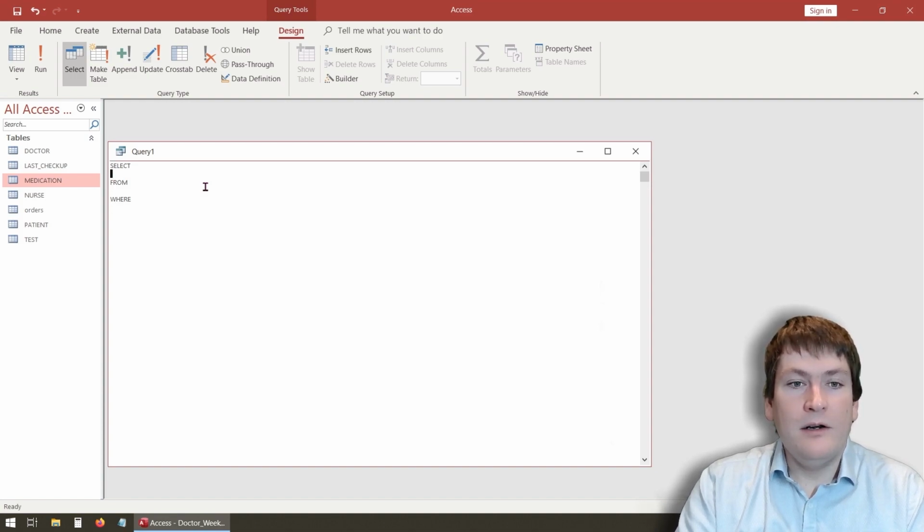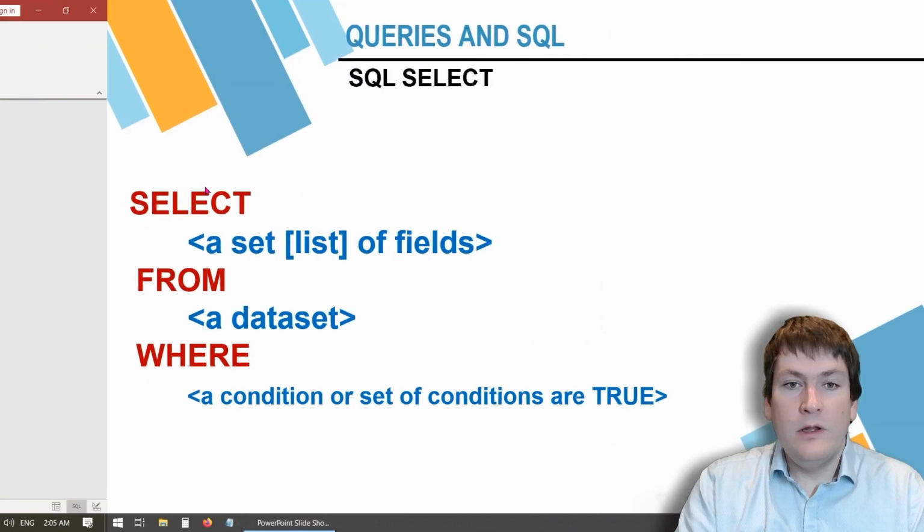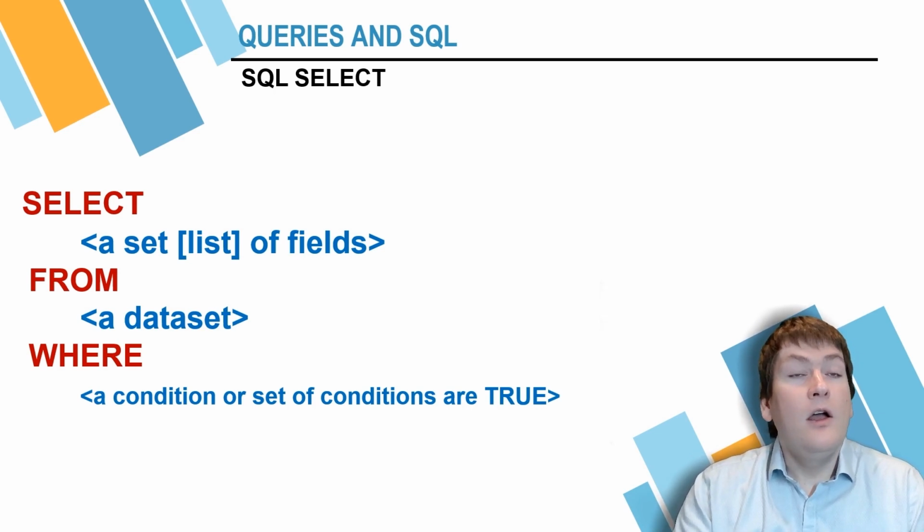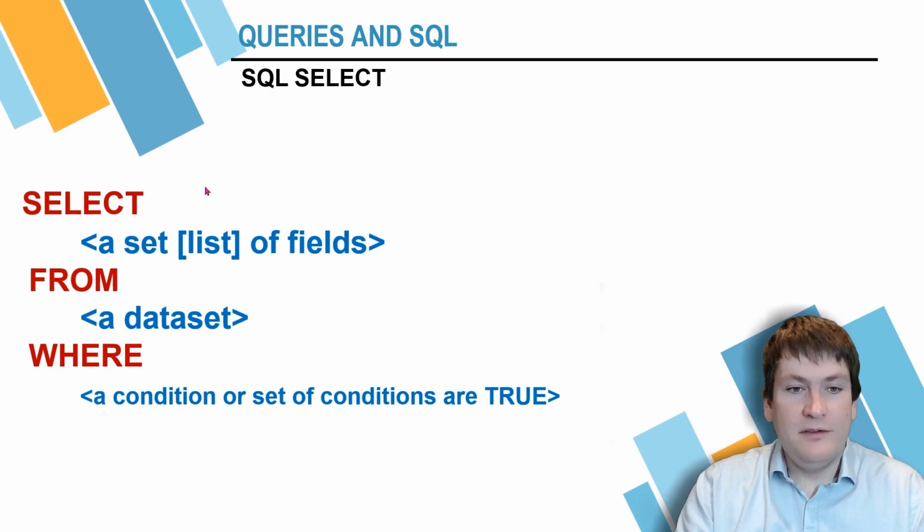For this select statement, we're going to have three parts. We're going to have the select part, the from part, and the where part. And this is going to line up just like the statement we have up here. We have to fill in the blue parts, what we're selecting, where we're selecting it from, and what the conditions are.